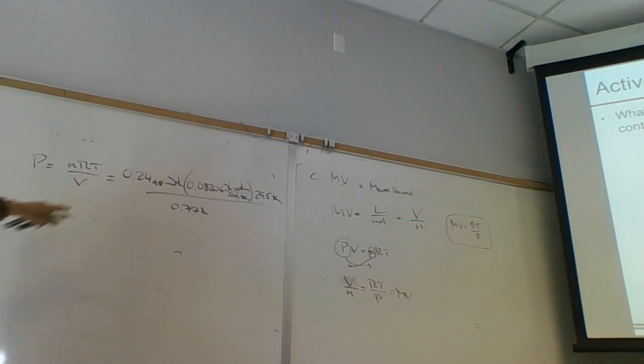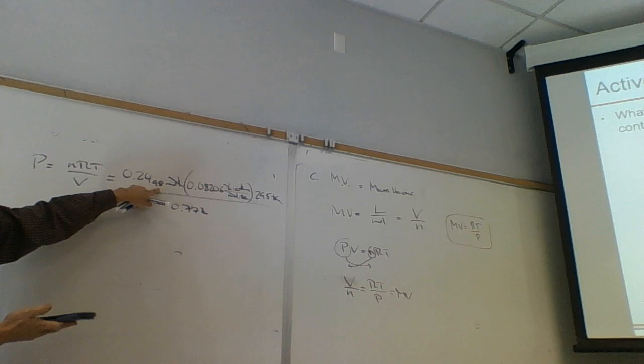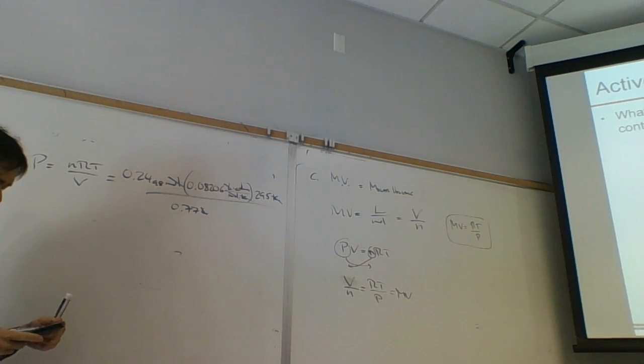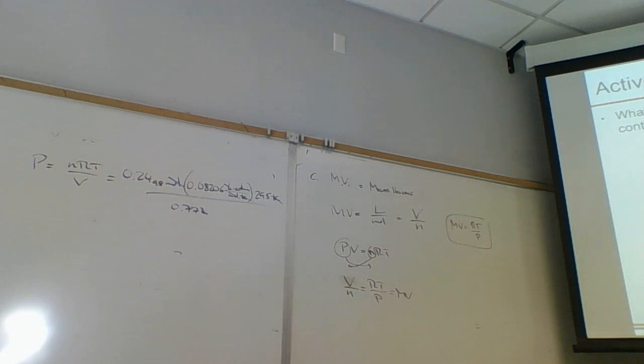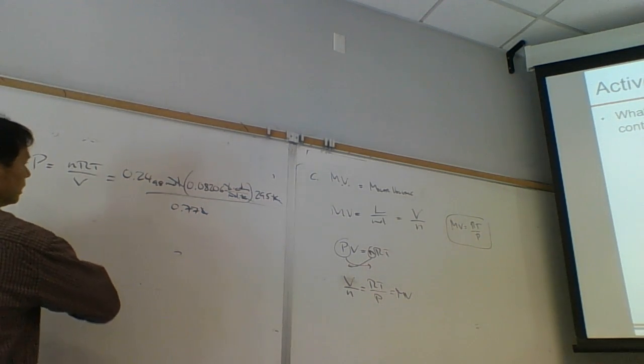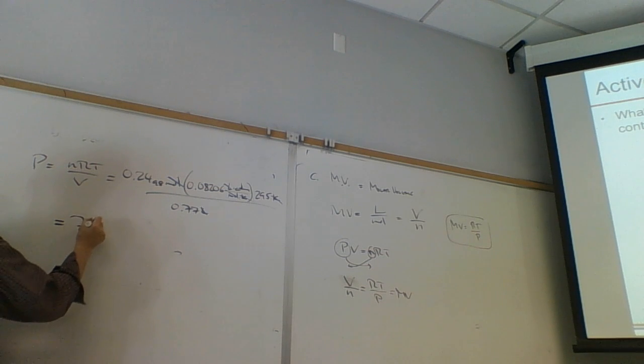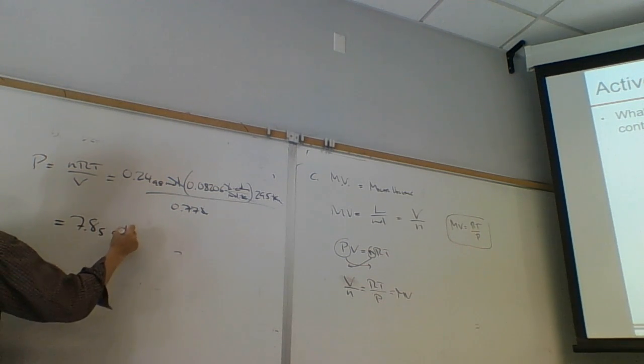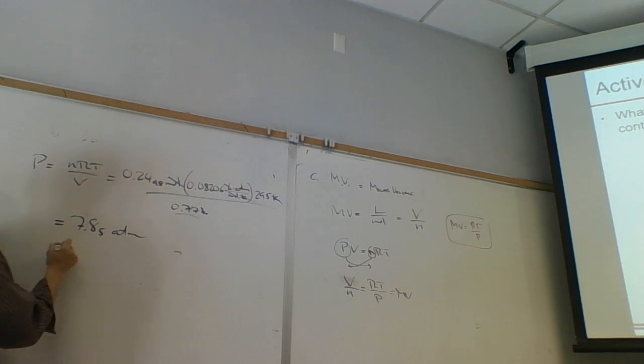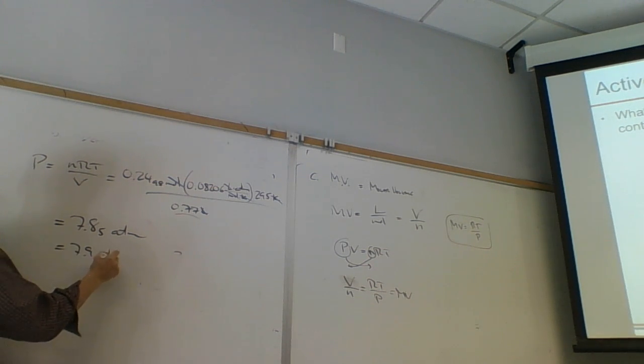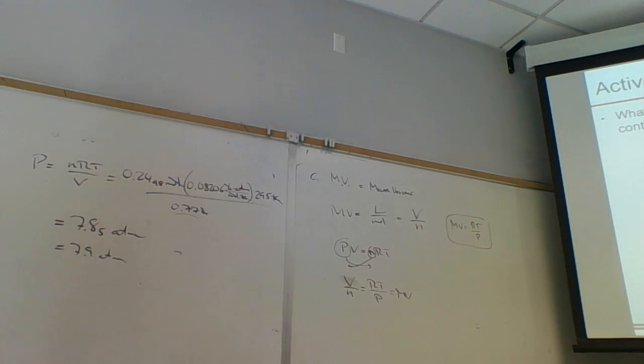So I'm just going to use all the digits of my calculator to clear it. And so times 0.08206 times 295 divided by 0.77 is 7.85 atmospheres. I'm only allowed 2 sig figs because of that. So it's going to be 7.9 atmospheres. Let's see what they got here.